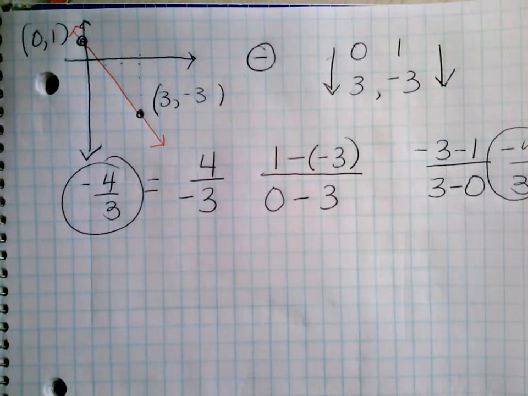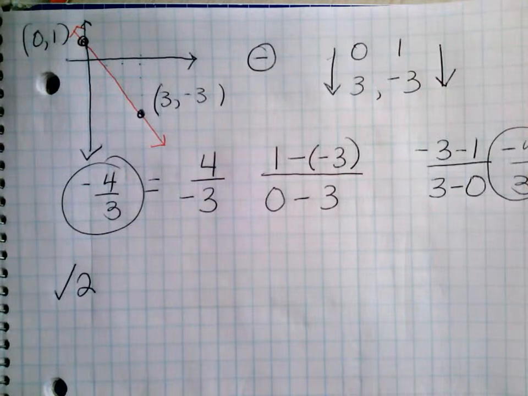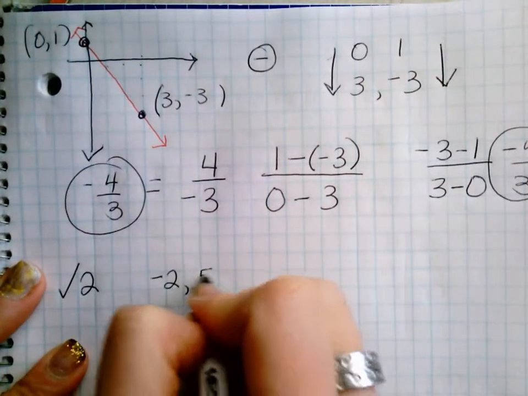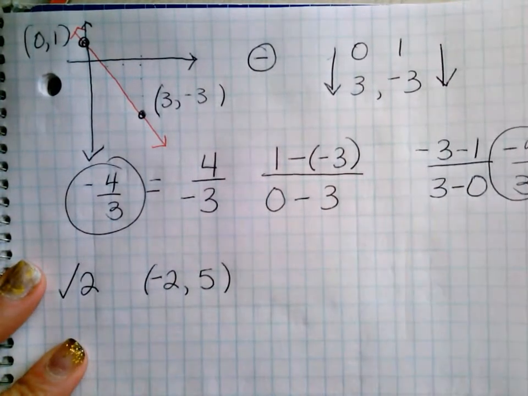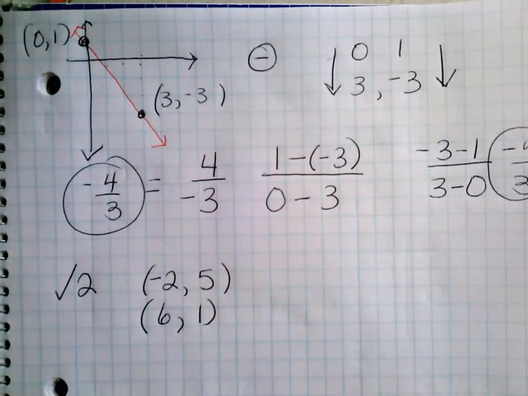Let's do a couple of these. Let's do checkpoint 2 and checkpoint 4. Now, I'm not going to graph it. I'm not going to graph checkpoint 2. I'm just going to use the numbers they've given me. Negative 2 and 5 is the first pair. 6 and 1 is the second pair. How do I solve and get the slope?